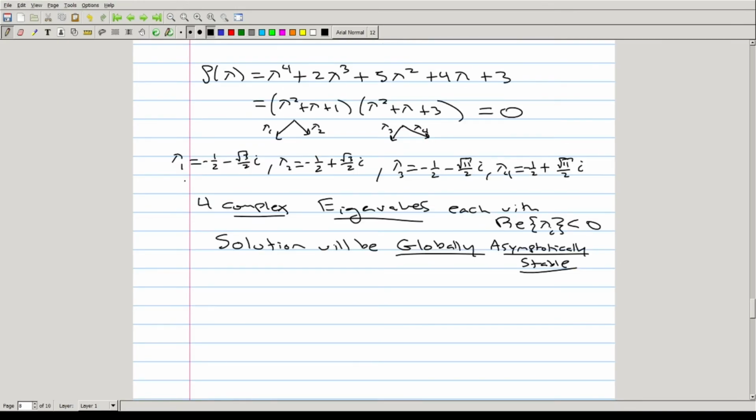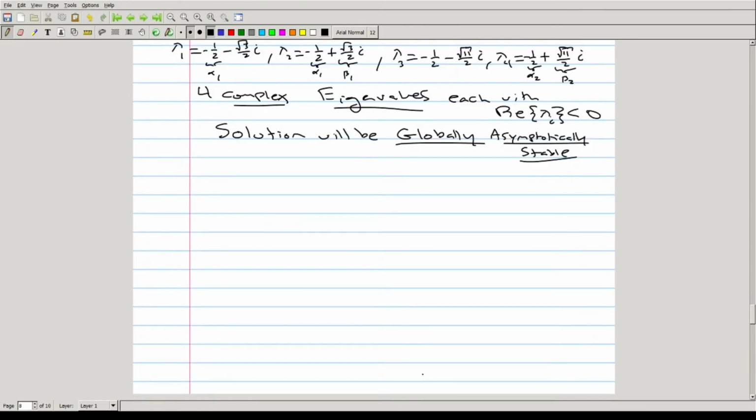And just like before, it's possible to go through and get the eigenvectors and the actual solution. If you want the actual solution, we call alpha 1 negative 1/2, we call beta 1 square root of 3 over 2. And we do the same thing for lambda 3 and lambda 4. We'll call alpha 2 negative 1/2 and beta 2 square root of 11 over 2. We'll put this to good use.